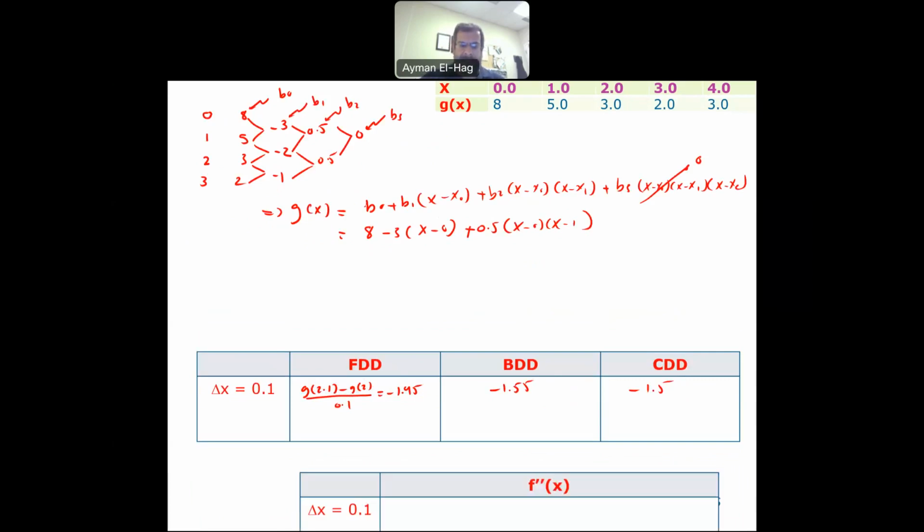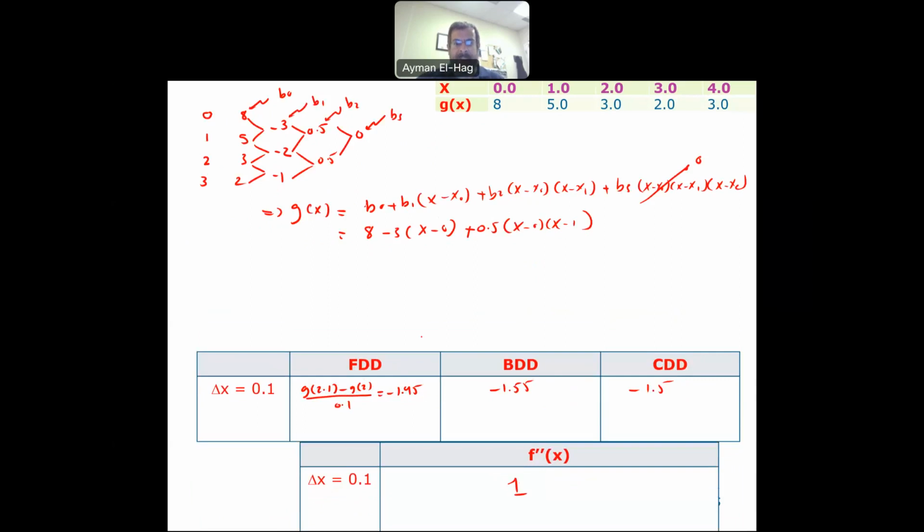And for your second derivative, you will get also 1, because this function and the previous one are basically exactly the same, because the component of the x cubed has been cancelled out. Now we go for the fourth order polynomial, okay? And for this, we will now have 0, 1, 2, 3, and 4. Your g of x is 8, 5, 3, 2, and 3.